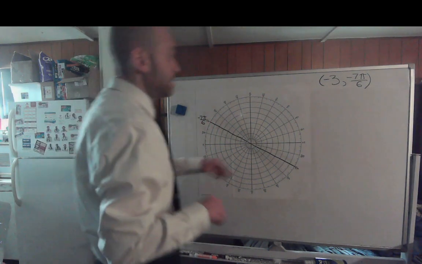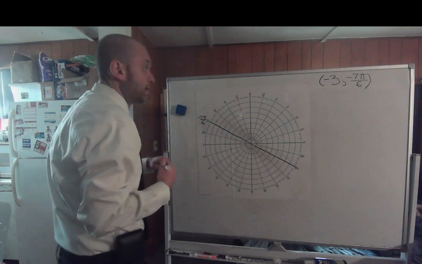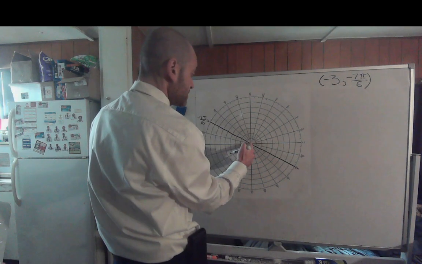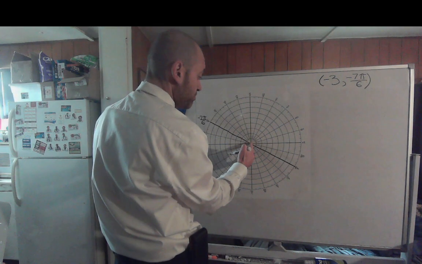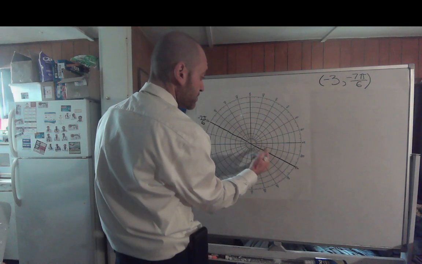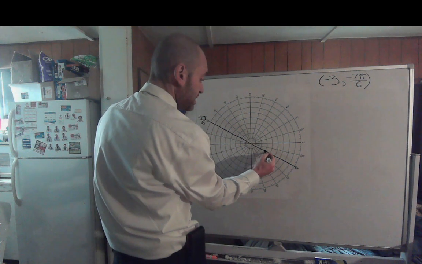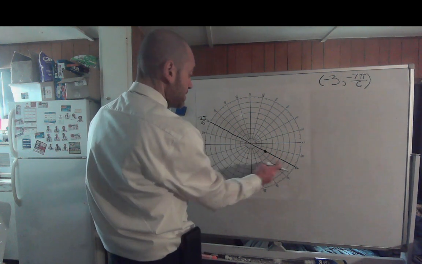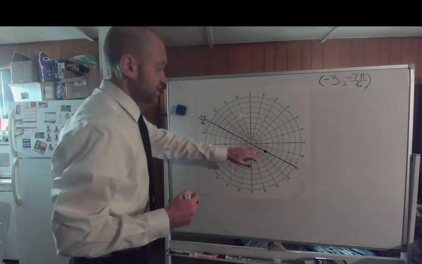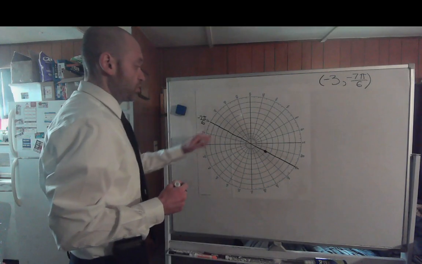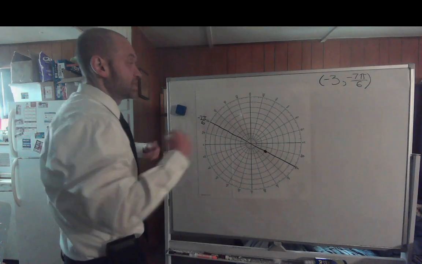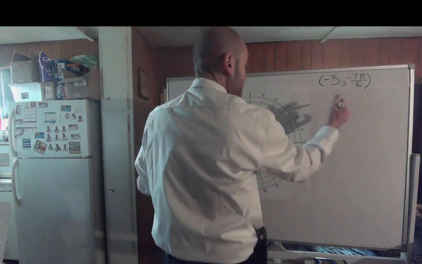But here's the problem. Your r is negative, so you're going to start at the origin. You're actually going to go backwards 3 units along this axis. So 1, 2, 3. You're going to be down here, below the origin on this axis. So your point would be right here.